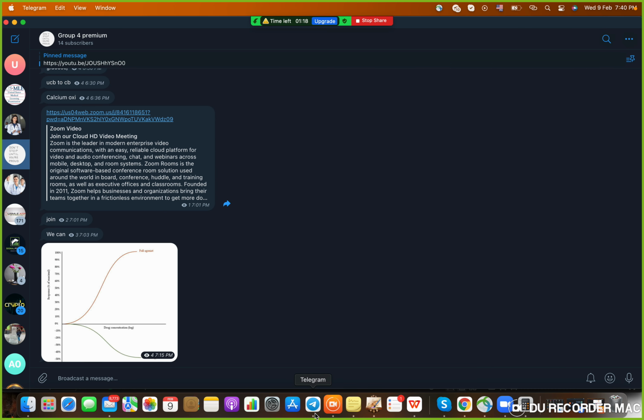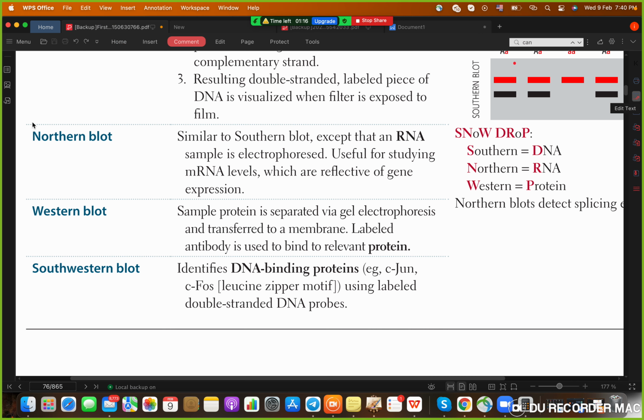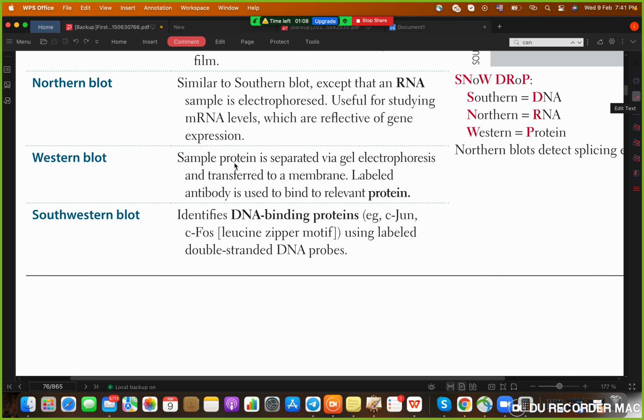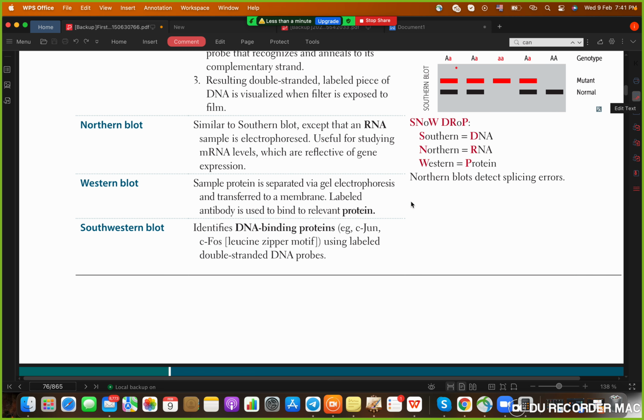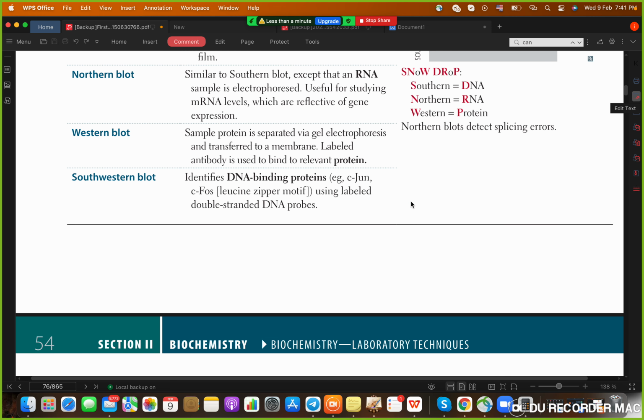For example, if somebody has the hepatitis B virus, you can check the titers of the hepatitis B to check how sick this person is. The Western blot: the sample protein is separated via gel electrophoresis and transferred to a membrane, and labeled antibodies are used to bind to a relevant protein. So the Western blot is to check for proteins utilizing an antibody. The Southwest one... Southern was DNA, Western was protein.